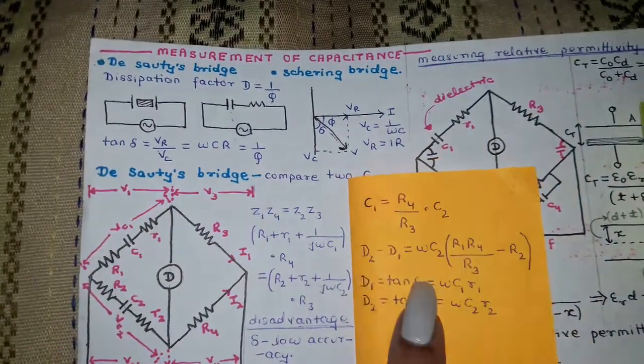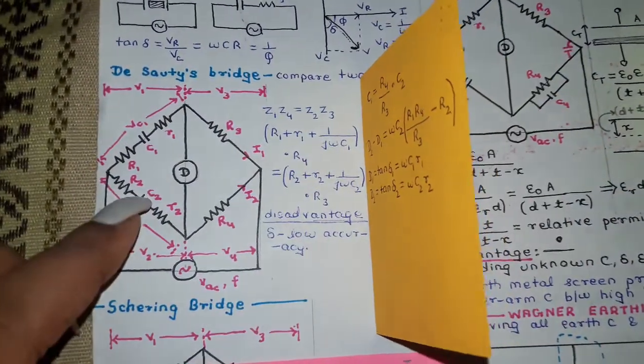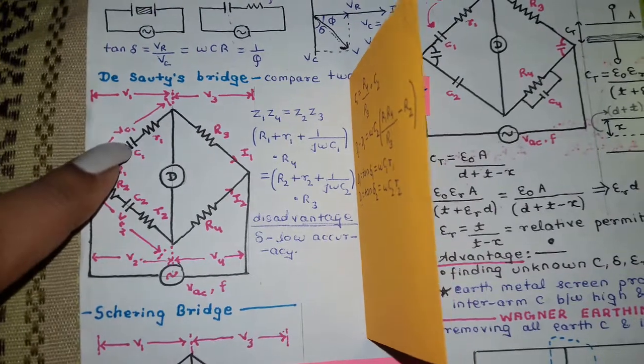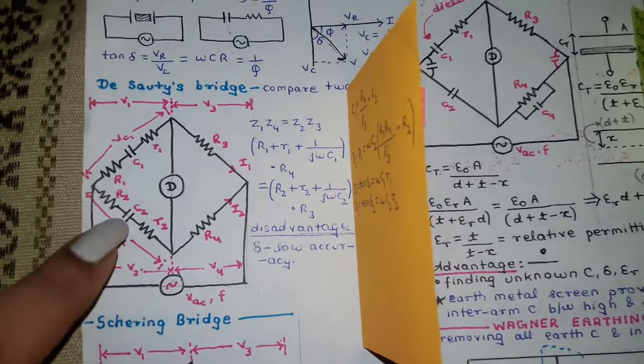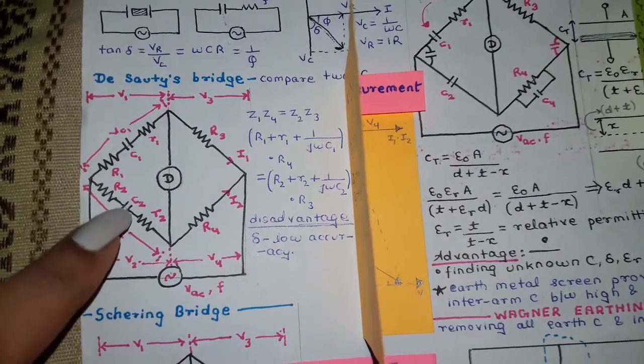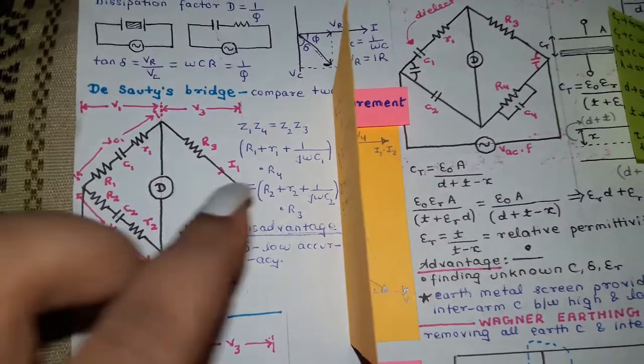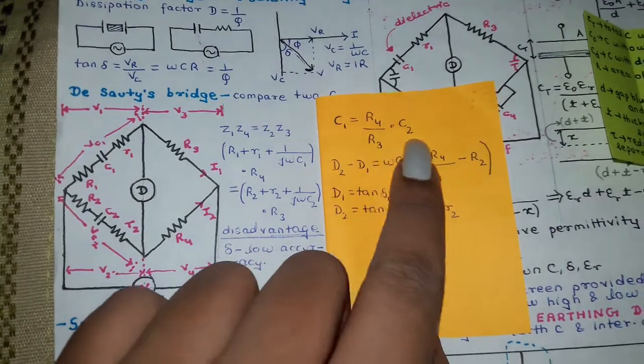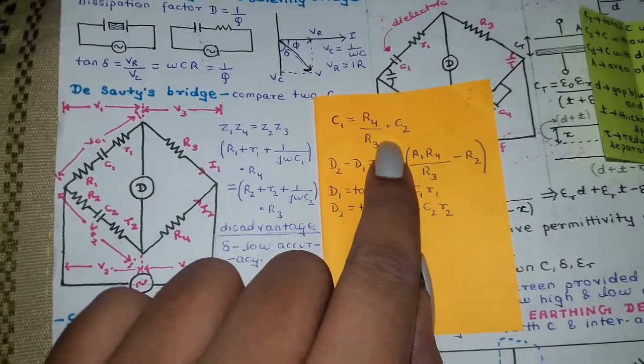Now we are discussing de-Sauty's bridge. This is your required circuit diagram. Here we are comparing this unknown capacitor with this known capacitor, and we are finding it in terms of your known capacitor. Once you balance this bridge, you can easily put this formula into use and calculate your unknown capacitance.